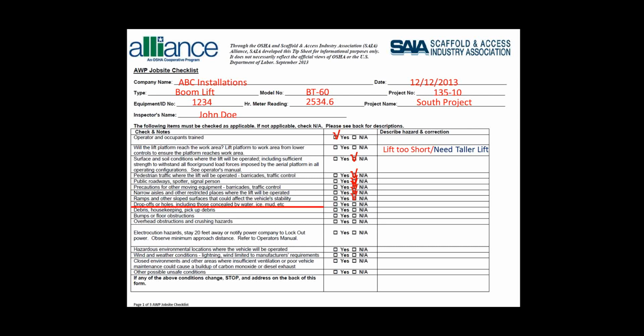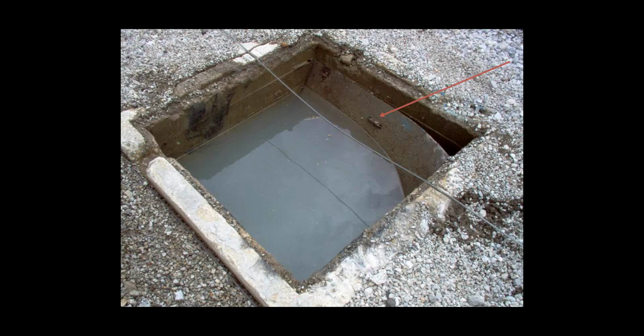Drop-offs or holes, including those concealed by water, ice, mud, are part of the workplace inspection criteria as outlined in the ANSI standards. For this particular exercise, I'm going to show a picture of an inspection cover in a railroad switching unit that had gravel over it that was difficult to see. The operator would have needed to inspect the work site prior to traveling the equipment.